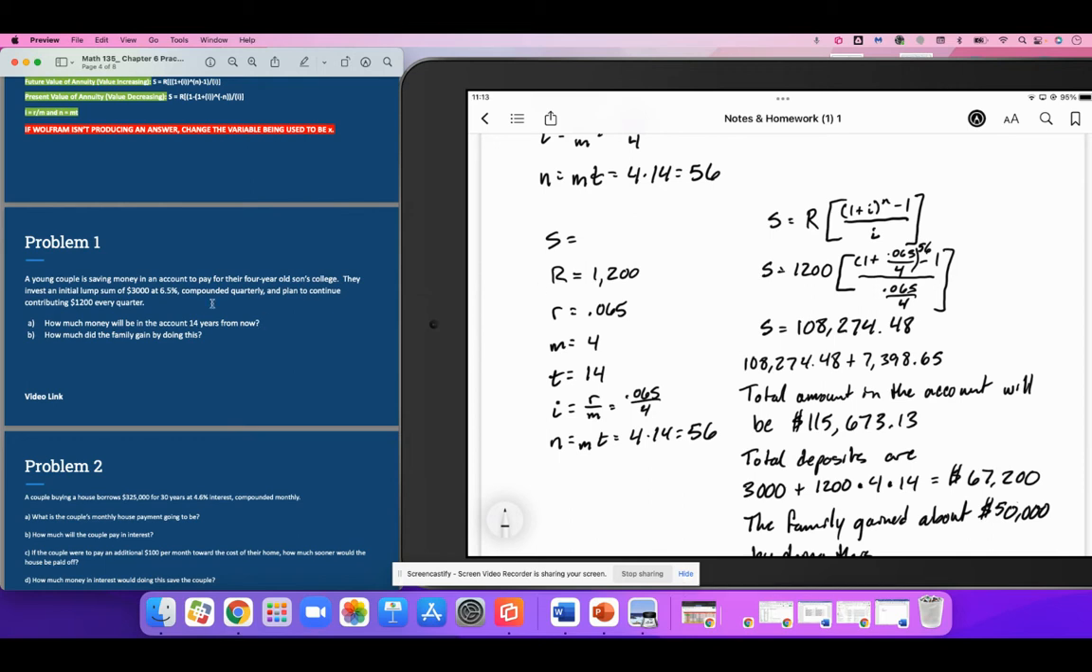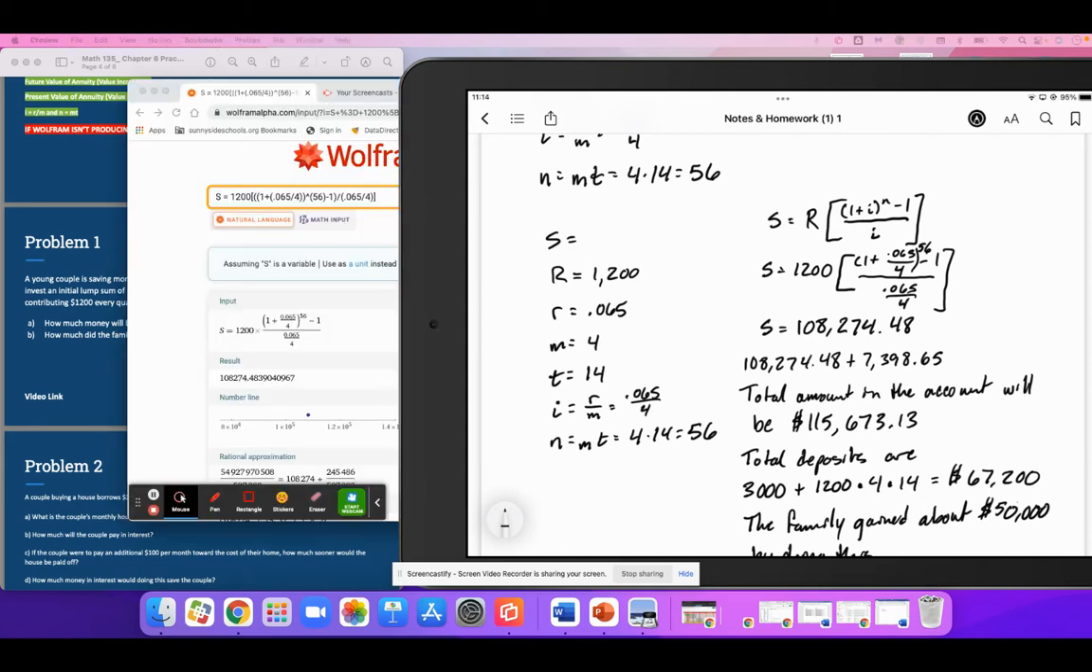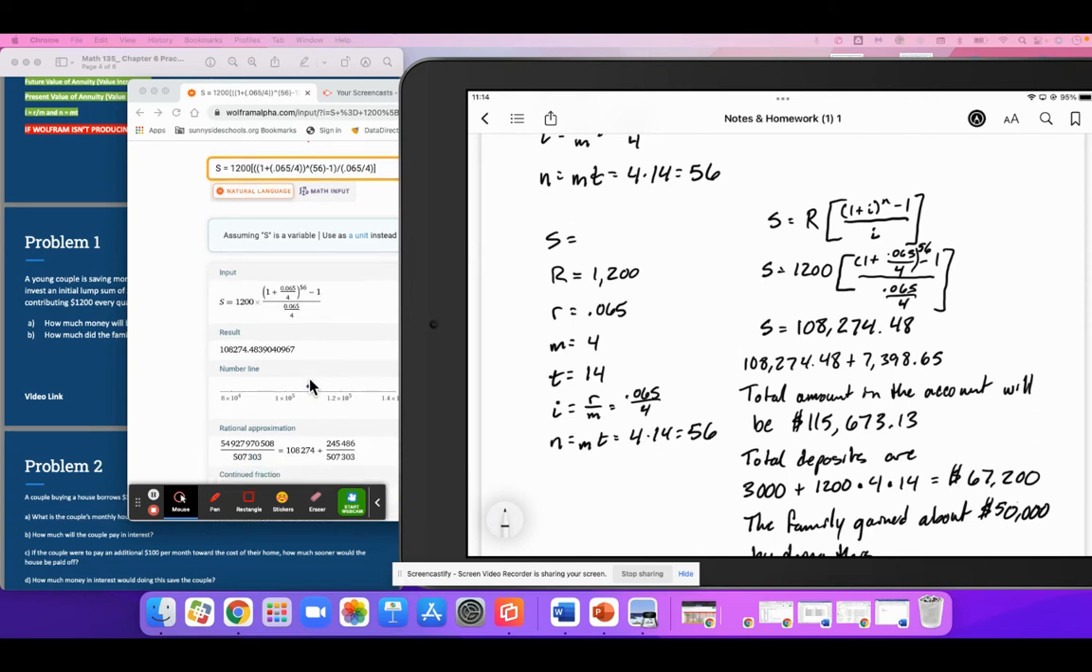I'm going to pause this video really quickly and check with Wolfram and see if I put the typo in Wolfram too, or just in my writing. So no, the typo is just in my writing. I did put the correct thing in Wolfram with it being over 4, there and there. So always something. And that ends up growing to be $108,274.48. So we throw that into our future value of annuity, we get this.